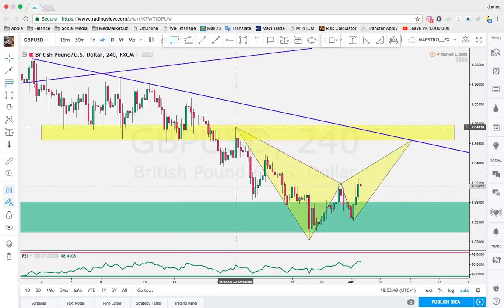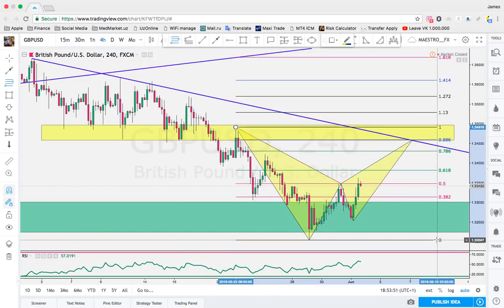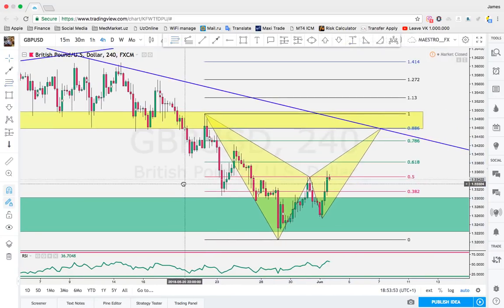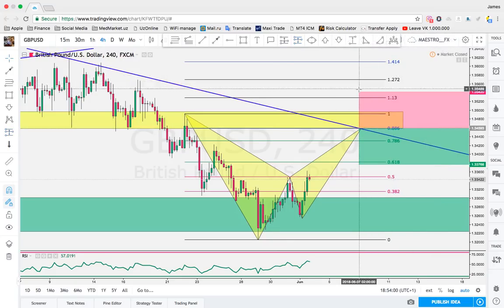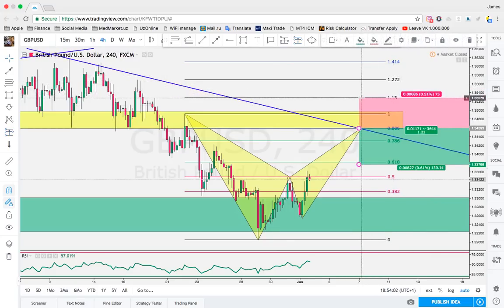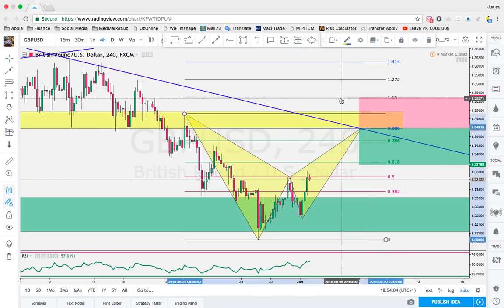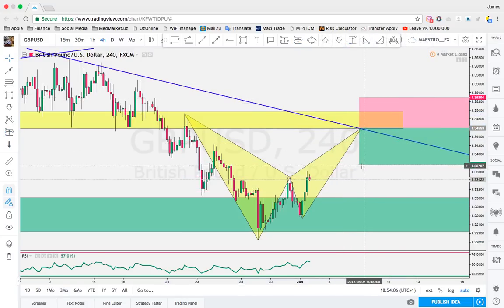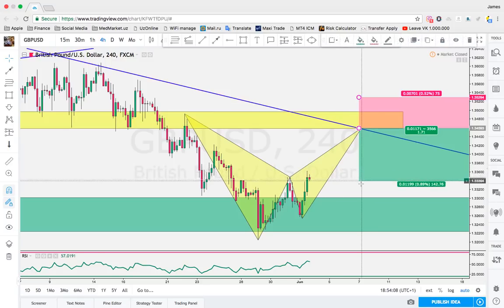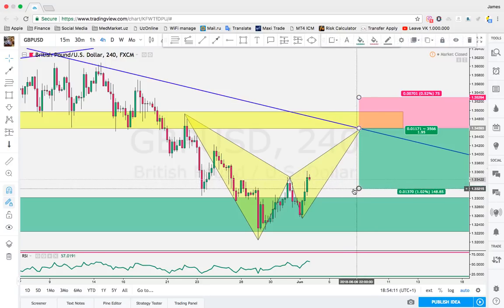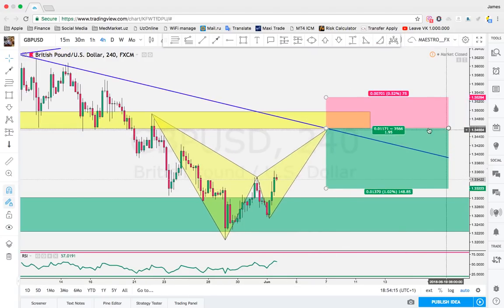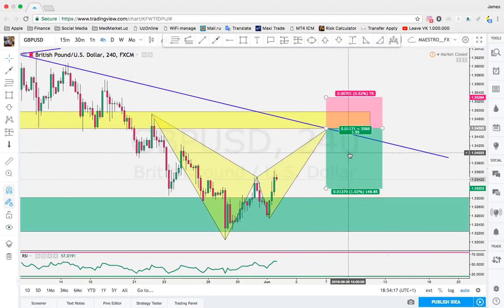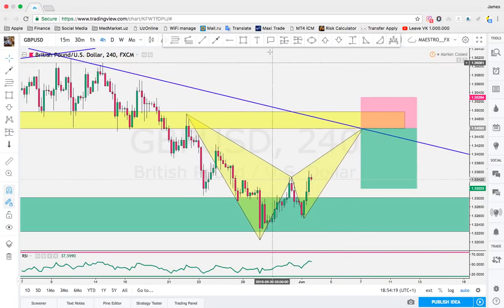So if we sell, where will our stop loss be? Let's say we sold right here. Our stop loss is going to be the 113 level of Fibonacci, and our take profit one is going to be the test of this previous structure, which is going to bring us 137 pips in profit against 70 pips in loss. So in total a 1 to 2 risk-reward ratio.